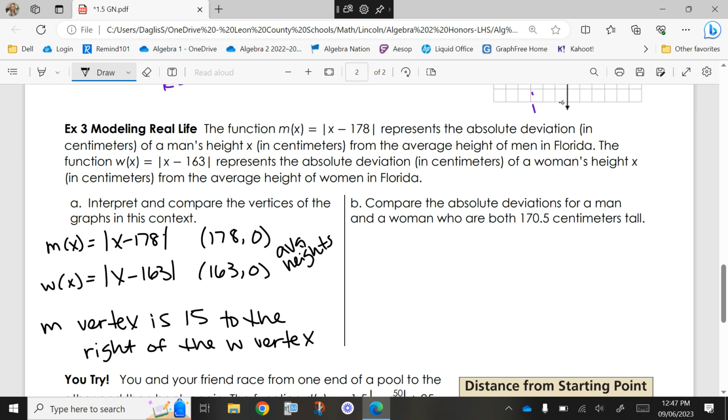All right, now it wants me to compare the absolute deviations for a man and a woman who are both 170.5 centimeters tall. Okay, so we're going to plug that in for x for both of them and compare our answers to each other. So you and your partner, one of you do the m, one of you do the w. Plug in 170.5. Ready, set, go.